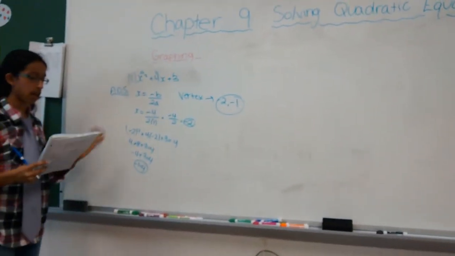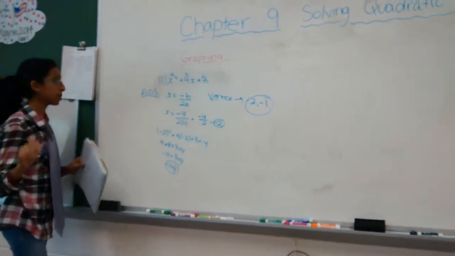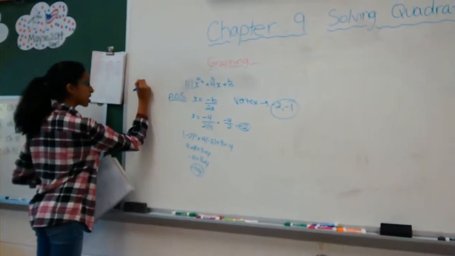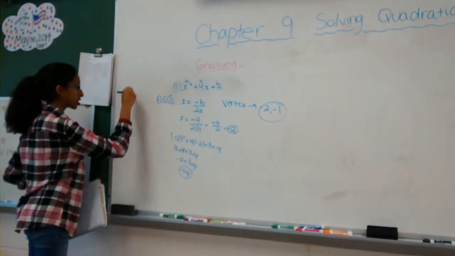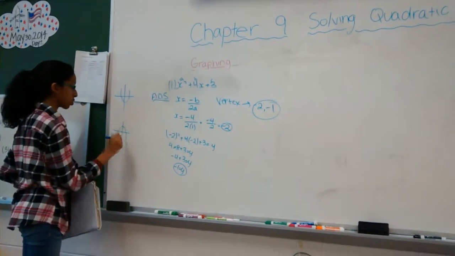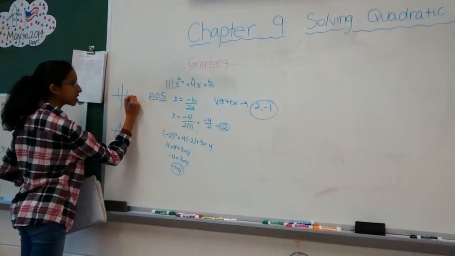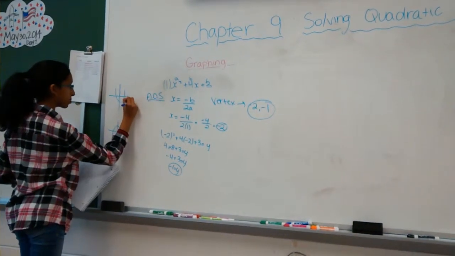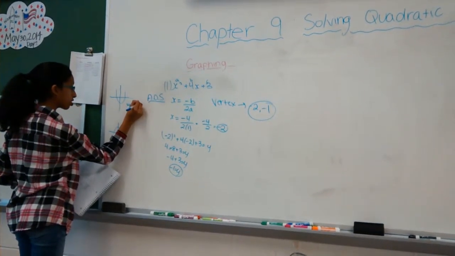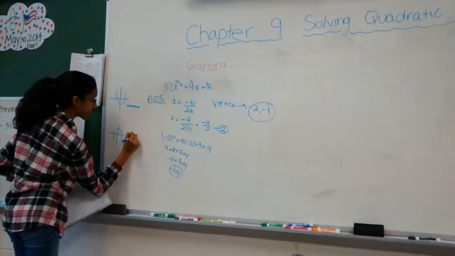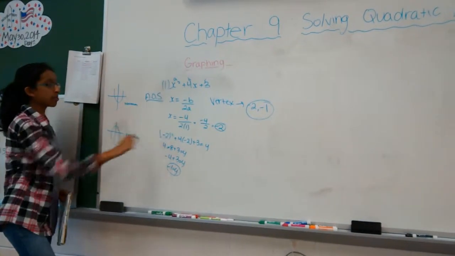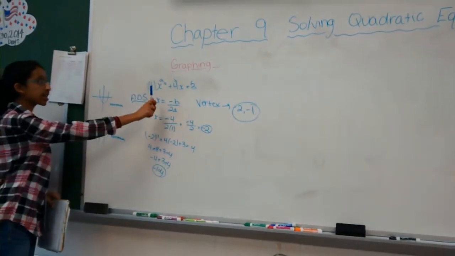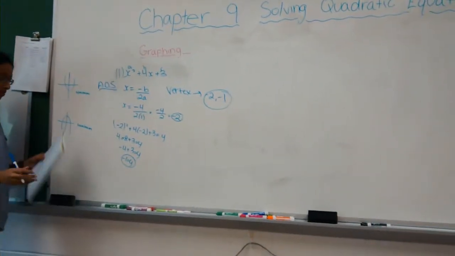After that, I'm just going to talk about minimum and maximum values. When you graph a quadratic equation, your parabola either looks like that or like that. This is called a minimum value, because it's pointing up. This is a maximum value because it's pointing down. Here we have a minimum value, and we know that because the coefficient a is positive.